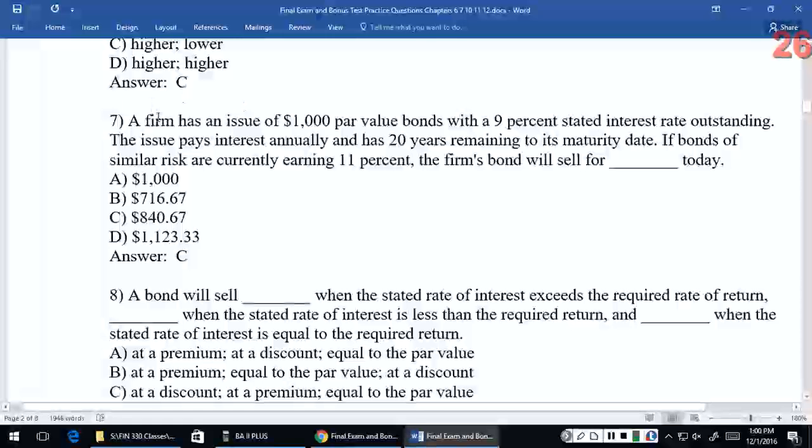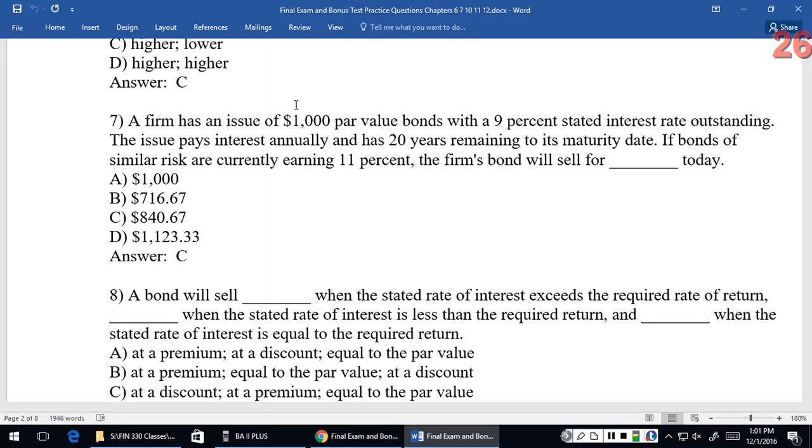Okay, so here's a bond valuation question, question 7. We can work through that really quickly. Question 7 says, a firm has an issue of $1,000 par value bonds with a 9% interest rate. The issue pays interest annually and has 20 years remaining to maturity. If bonds of similar risk are currently earning 11%, the firm's bond will sell for how much?